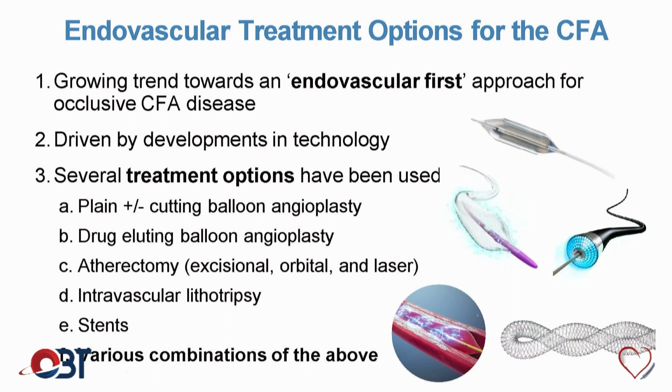And we have several treatment options, and I'll just go down the list. You have plain and/or cutting balloon angioplasty that's tried and tested, but the restenosis rates are high. There's drug-eluting balloon angioplasty, atherectomy of various kinds. There's excisional, orbital, and laser atherectomy, intravascular lithotripsy, stents, and a combination of the above. And usually this has to be done on a case-by-case basis.